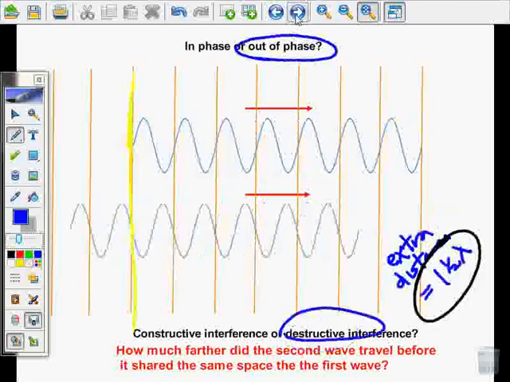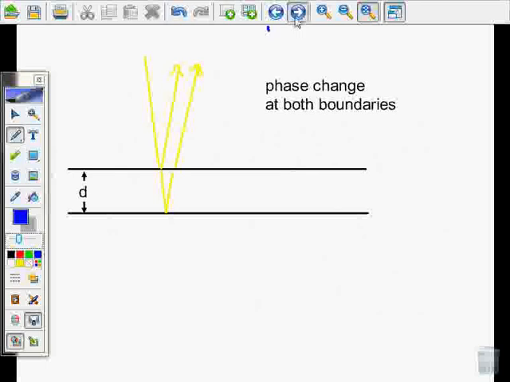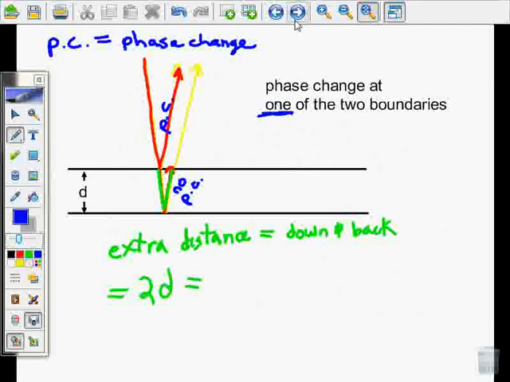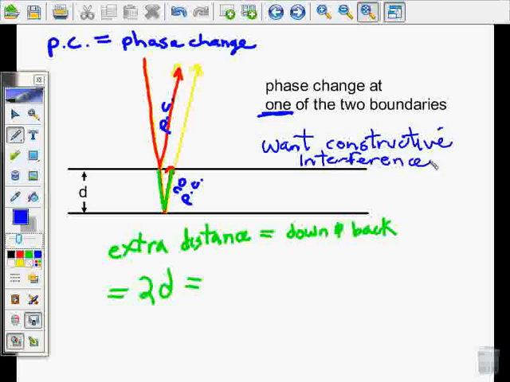So let's go back to the problem at hand here. The top wave went through a phase change. Jeffrey, come on. Top wave went through a phase change. If we want constructive interference, people, then what does that extra distance down and back have to be equal to now? Austin?